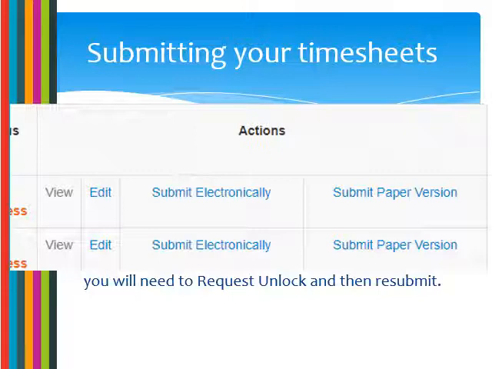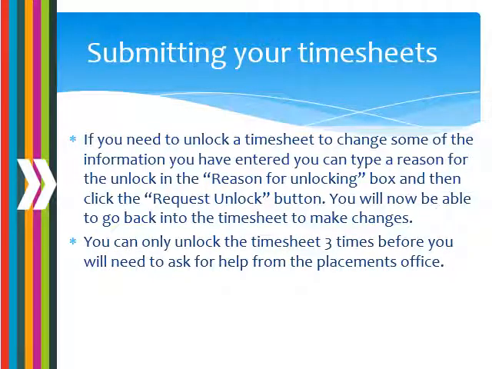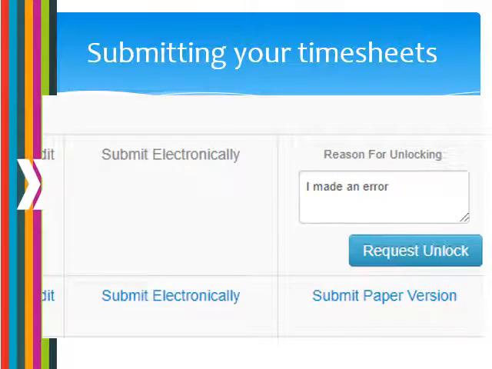If you accidentally press the Submit Paper version button, you will need to request an unlock and then resubmit your timesheet. If you need to unlock a timesheet to change some of the information you have entered, you can type a reason for the unlock in the Reason for Unlocking box and then click Request Unlock button. You will now be able to go straight back into the timesheet and make any changes. You can only unlock the timesheet yourself 3 times before you will need to ask for help from a member of the placements team.